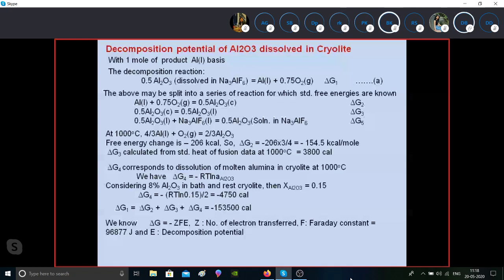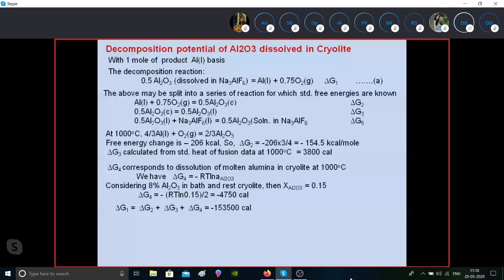Faraday's. I'm only using this equation: delta G is equal to minus ZFE. Z is the number of electron transfer, F is the Faraday constant, E is the potential difference or decomposition potential. We know Faraday's constant.